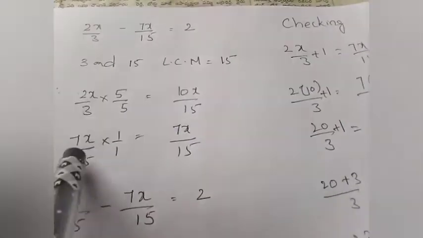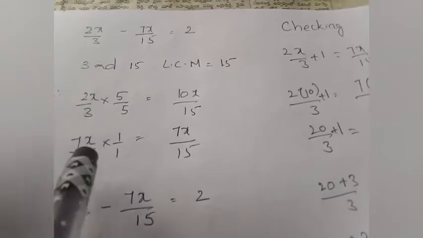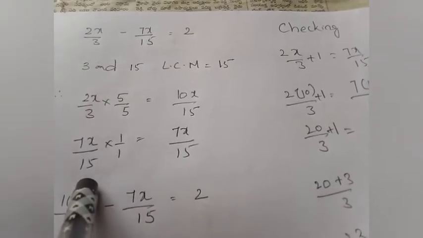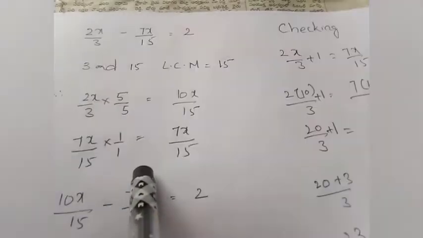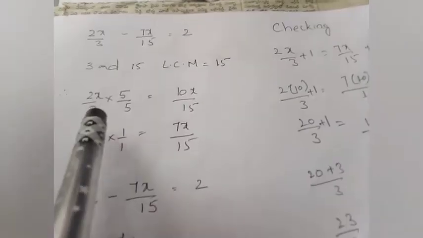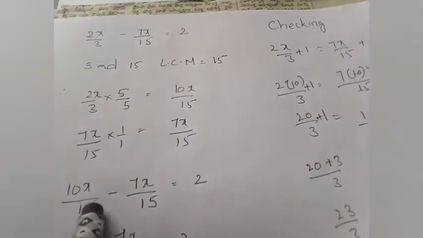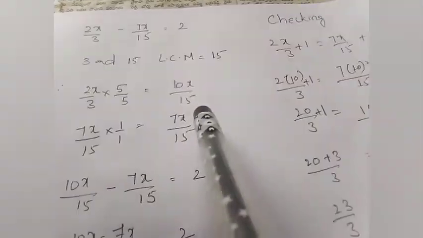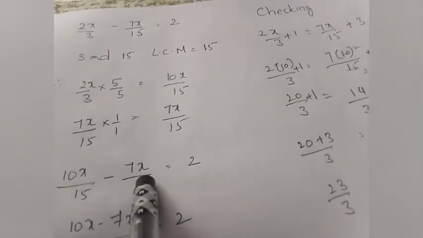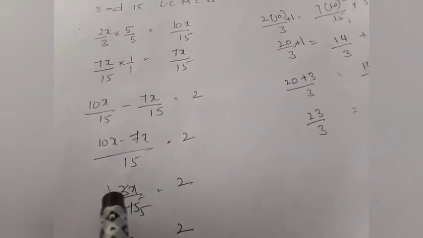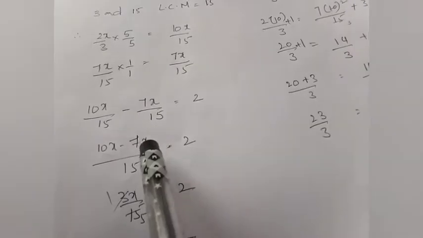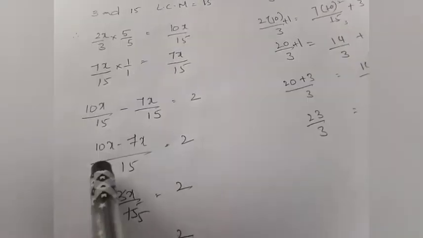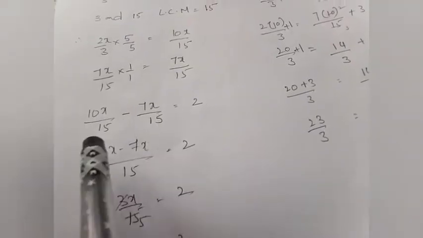And come to the second one, 7x by 15. That is 15 only, so 15 once is enough. 7x by 15 into 1 by 1 is 7x by 15. So instead of 2x by 3, now we are writing 10x by 15 minus 7x by 15. Now see here, the denominators are equal. So 10x minus 7x, you can write as one fraction. If the denominators are equal, directly you can subtract the numerators.